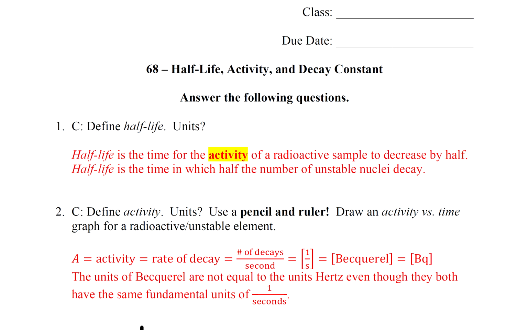Part B, what is the decay constant for this isotope in decays per second? Got to convert time to seconds. Part C, what will be the initial activity of the sample? Here you go. So lambda is from part B. N sub 0 is from part A.